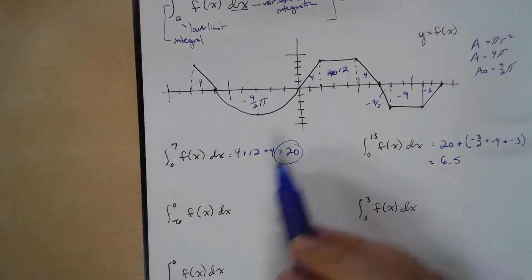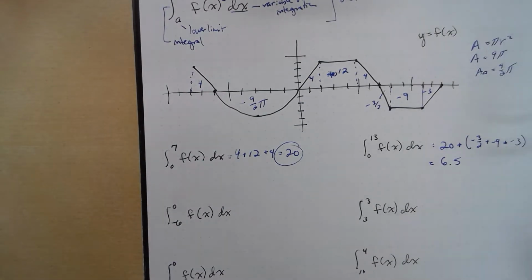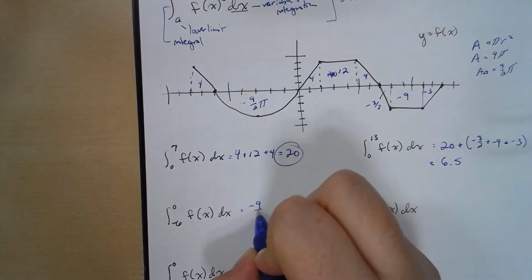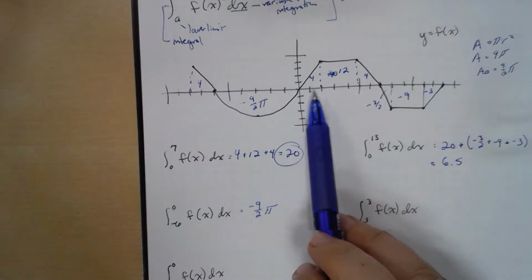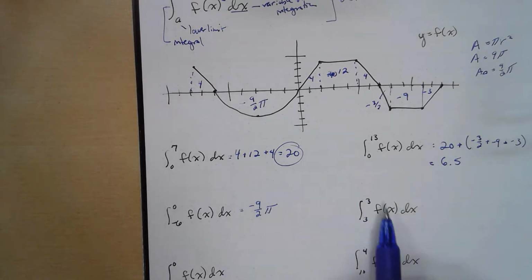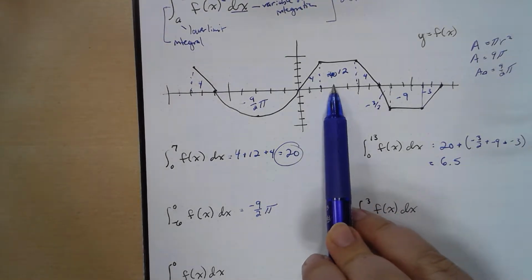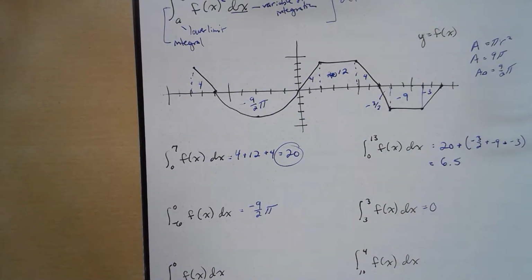Okay, what about from 0 to negative 6? Well, here we're going backwards. From 0 to negative 6, we've got negative 9 halves pi. Okay? What about from 3 to 3? Well, if I start at 3 and I go to 3, I haven't gone anywhere. I haven't found any area at all. So that's just going to be equal to 0.